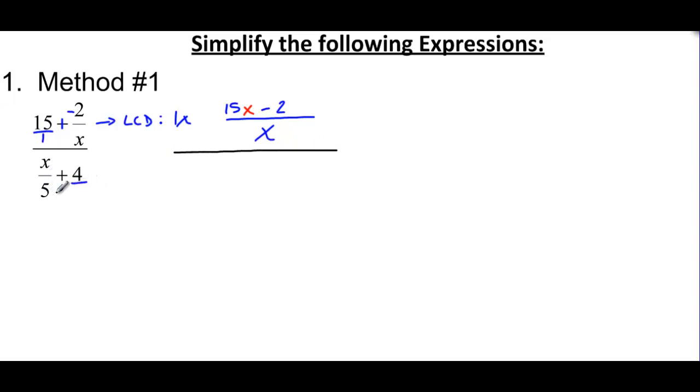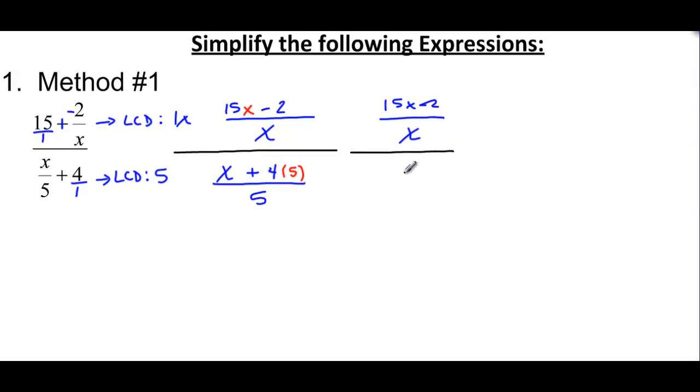So this is x over 5 plus 4 over 1. So my LCD would just be 5 times 1, which is 5. So I'm going to write my common denominator. I have an x in the numerator, but I already have a denominator of 5, so I don't need to multiply anything. Plus 4, but I have a 1, but I need to multiply it by a factor of 5. So now I have a numerator, which is just 15x minus 2 over x. And in my denominator, I'm going to clean up a little bit, is just x plus 20 divided by 5.